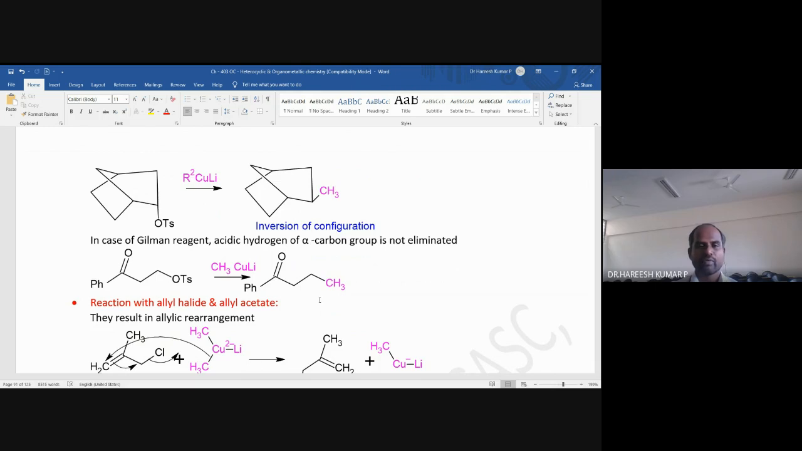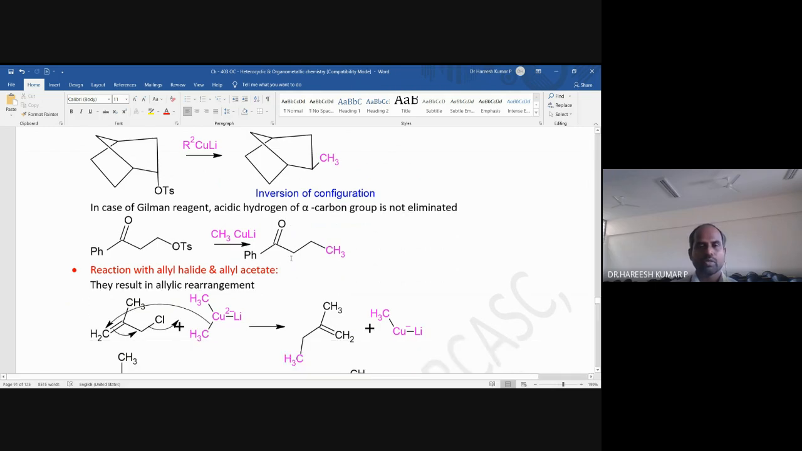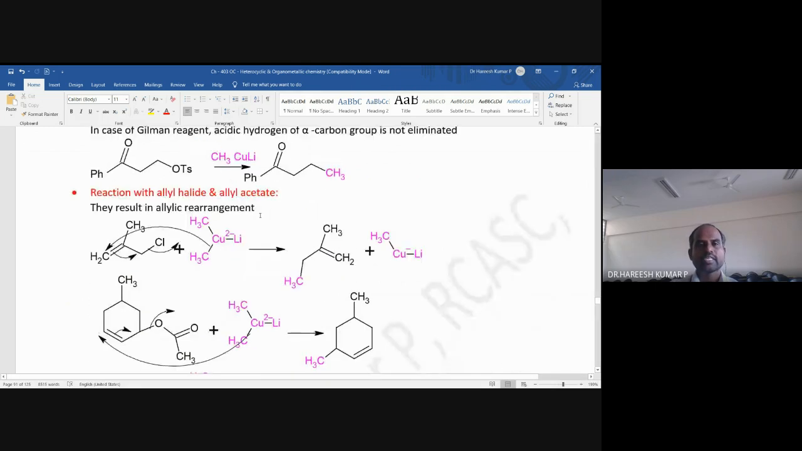I will take one more example also. Here, the reaction with allyl halide. Allyl halide means C double bond CH, CH2Cl. This group is called allyl chloride. The C double bond CH2 group is called the allyl group.